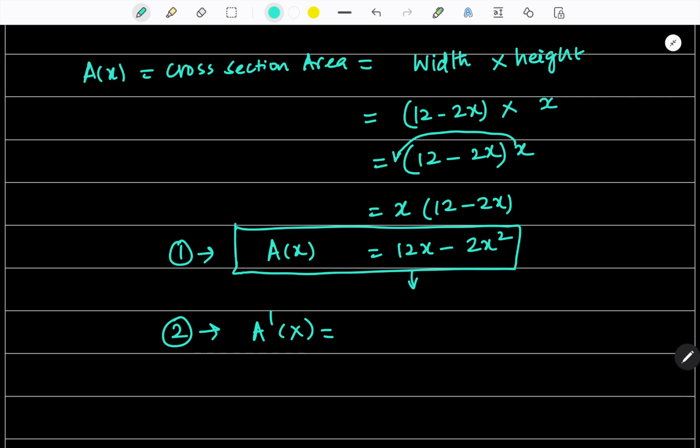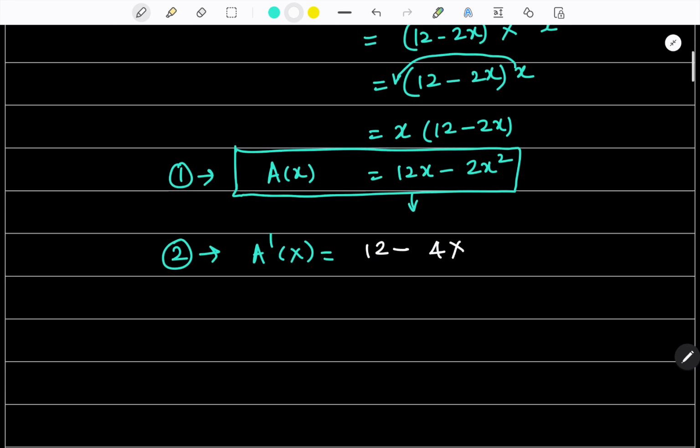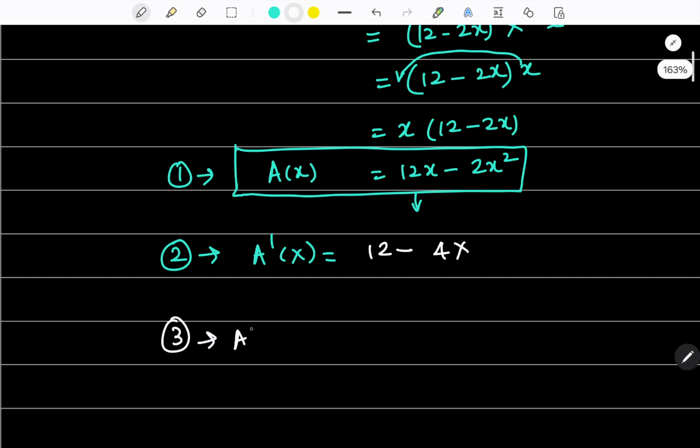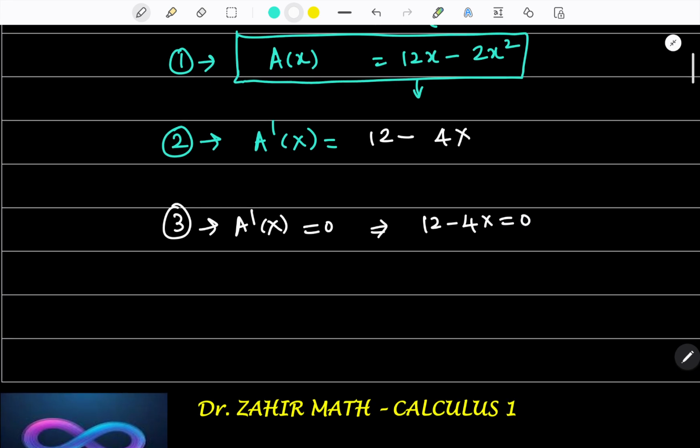The derivative of 12x is 12. The derivative of minus 2x squared is minus 4x. Step number 3: A'(x) equals 0 implies 12 minus 4x equals 0. So minus 4x equals minus 12. Divide by minus 4 on both sides. x is equal to what? 3. So this is the maximum.